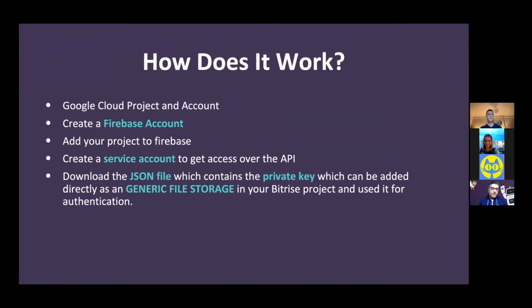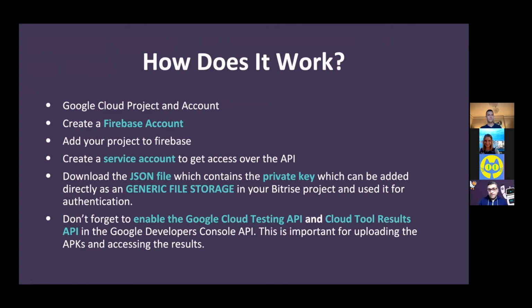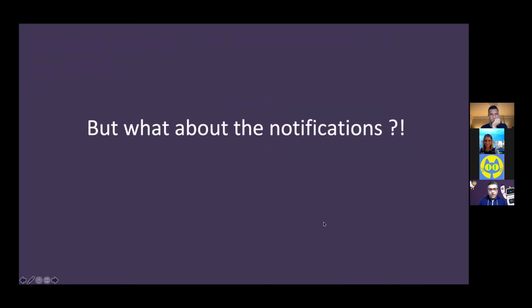You should have a cloud project and a Firebase account, add a project to Firebase, create a service account JSON, download the JSON, and put it in an environment variable, a secret key on Bitrise. You should also enable the Google Cloud Testing API and the tools in Google Cloud.